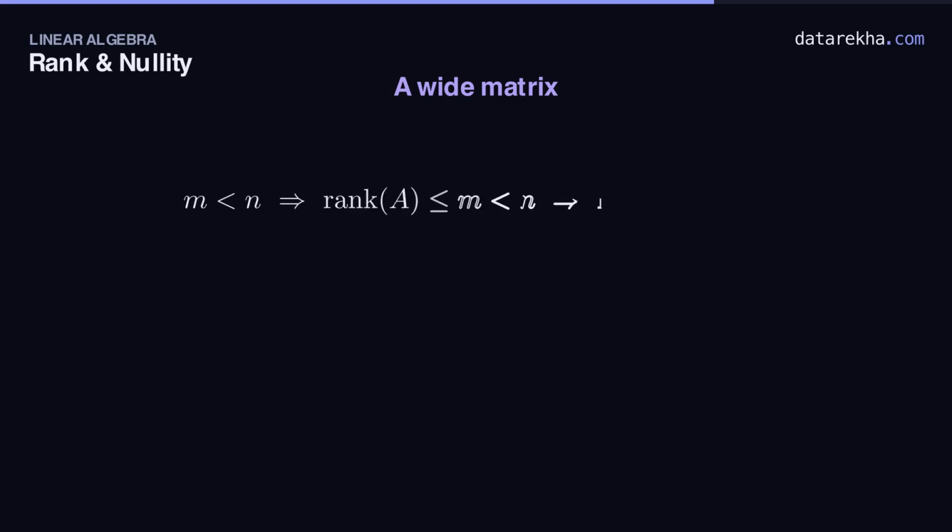Here's the guarantee. When there are fewer rows than columns, the rank can be at most the number of rows, which is already less than n. So the nullity is always positive. There's always at least one free direction. A wide system can never have a unique solution. Only no solution, or infinitely many.